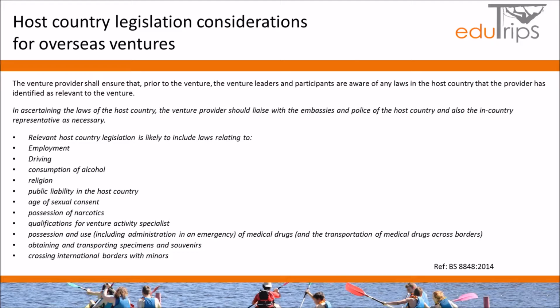So as we can see here, there are various considerations, including driving. I mean, this could relate to seatbelts, consumption of alcohol, so in terms of age limits or whether alcohol has been banned at all. And obviously this is for considerations for over 18-year-olds in the UK. But also other elements that need to be taken into consideration in relation to drugs and qualifications of particular activity specialists.